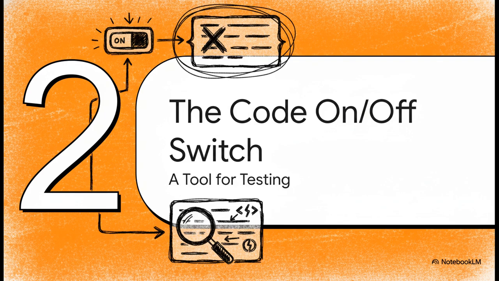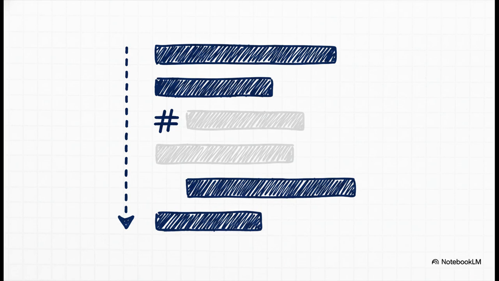Okay, but comments aren't just for explaining things. They have another superpower. They can act like an on-off switch for your code, and this is a total game changer when you're testing or trying to fix something. The idea here is really simple. Since Python just ignores anything after that pound sign, right? Well, you can just stick that sign at the very beginning of a line of code. You're not deleting it, you're just telling Python, hey, just skip this line for now.